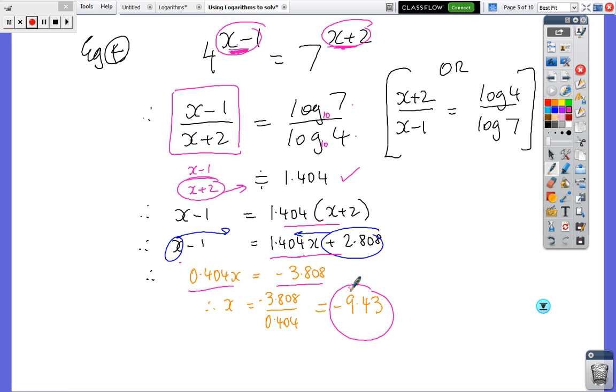Now I've made a note over here on the right hand side that we could have put the x plus 2 on top of the x minus 1, but then log 4 would go on the top. So it doesn't matter which way you do it, you'll end up with the same answer. Okay, so they're getting complicated, but that's what it is at this level.